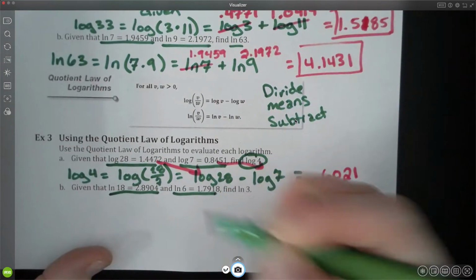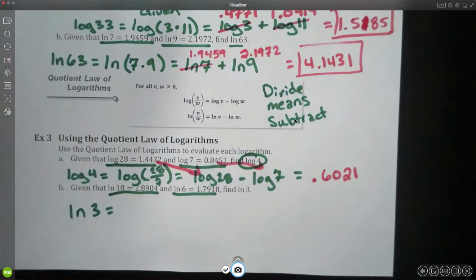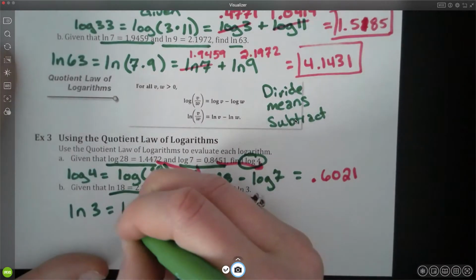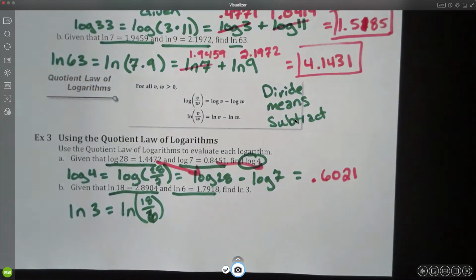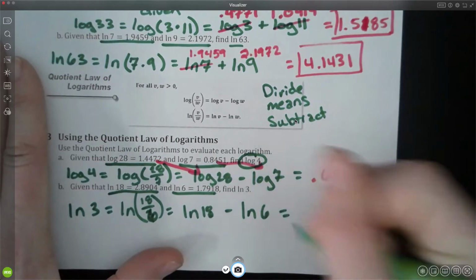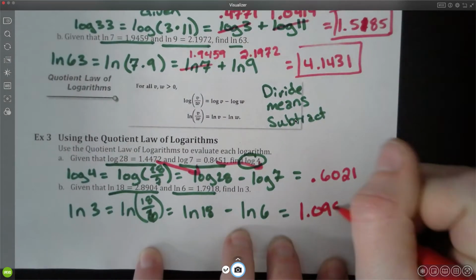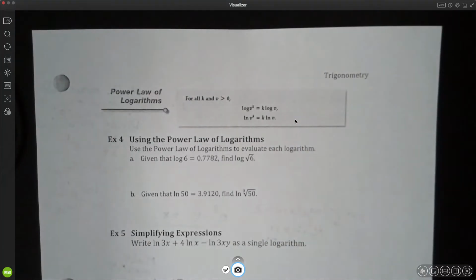ln 18, ln 6. We want to write ln 3. How do we write 3 in terms of 18 and 6? Divide. 18 over 6 is 3. ln 18 minus ln 6. What do you get? 1.0986. Okay, 1.0986. There we go. Good, good? Yes. Alright. Beautiful.